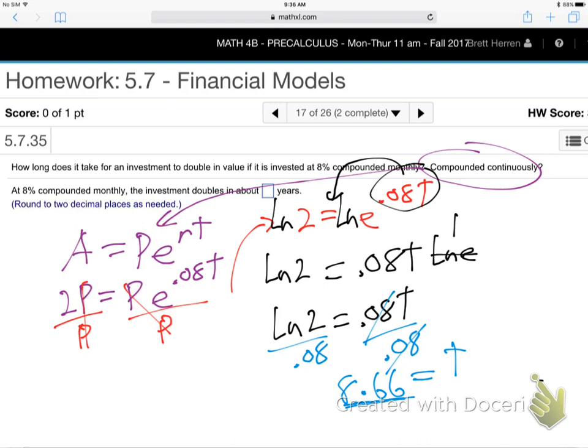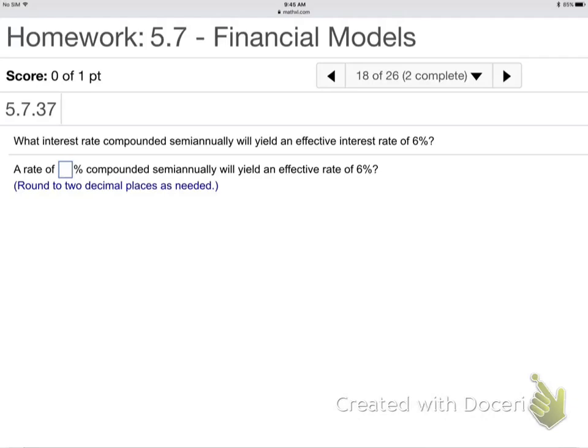Is that okay? Questions on that? Good? Move on. This one. Okay, so what interest rate compounded semi-annually will yield an effective interest rate of 6%? Let me give you a second. Rather than me just dive in, I think you'll get more out of it if you try it first. Maybe get it, maybe not, but either way you'll get more out of it.